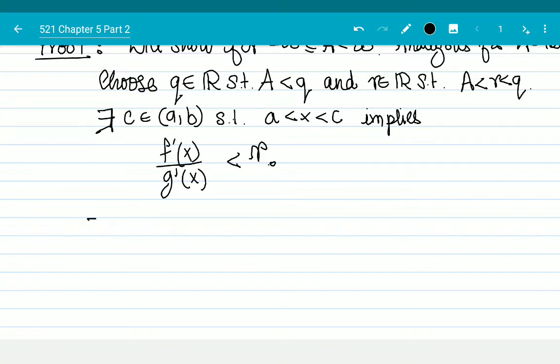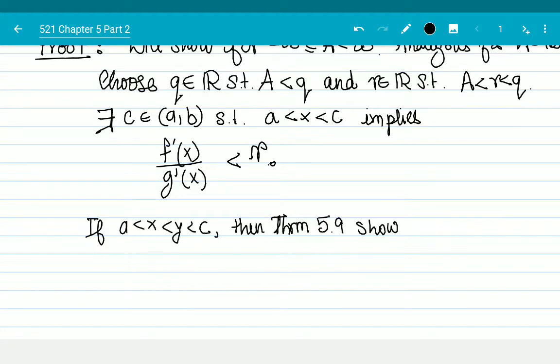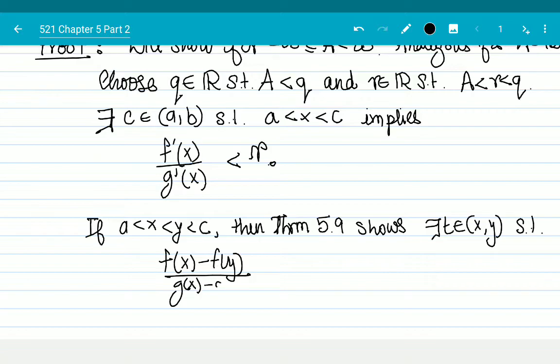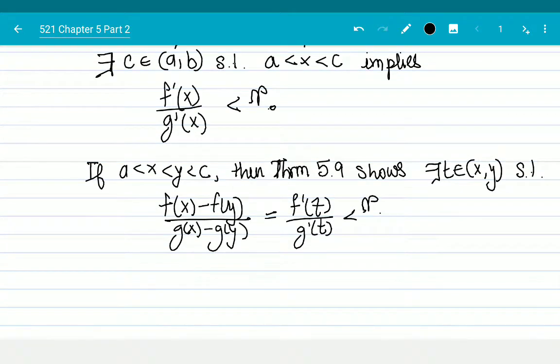Then, if a smaller than x smaller than y smaller than C, then the previous theorem, theorem 5.9, shows there exists t belonging to (x, y) such that f of x minus f of y over g of x minus g of y is equal to f prime of t over g prime of t, smaller than r.